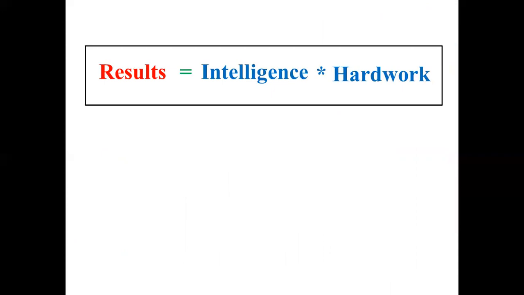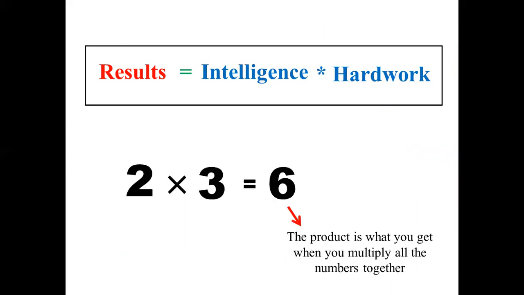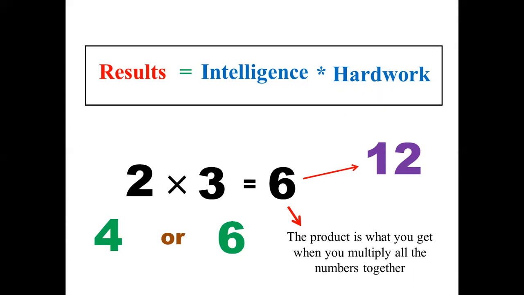Your results are the product of your intelligence and hard work. The term product refers to the result of one or more multiplications. Let's take a simple example to understand. When you multiply 2 and 3, you get 6, the product, which is what you get when you multiply the numbers together. You can increase the product from 6 to 12 by either replacing 2 with 4 or 3 with 6, the greater numbers. So you get the desired results.